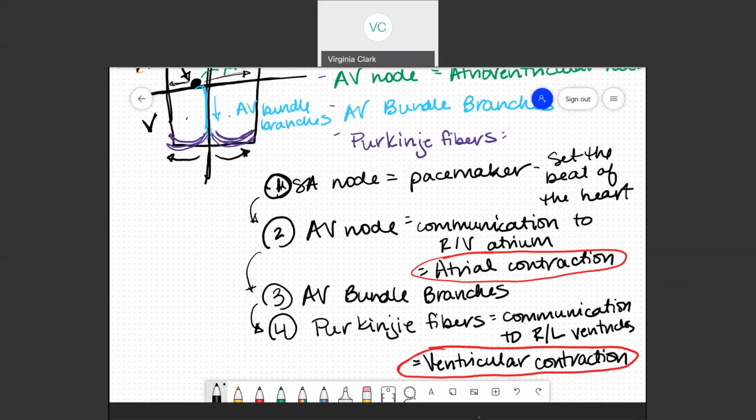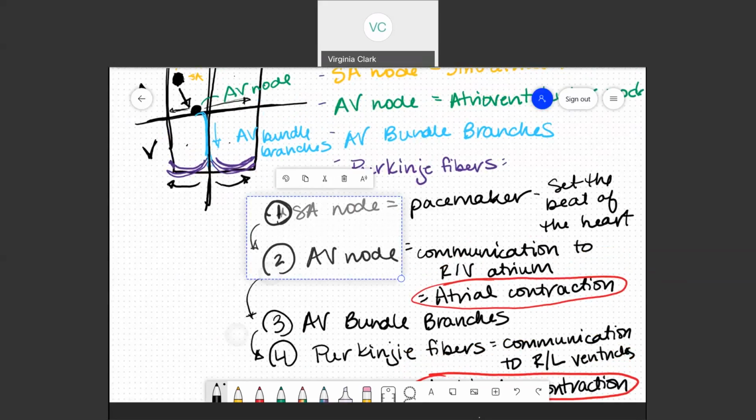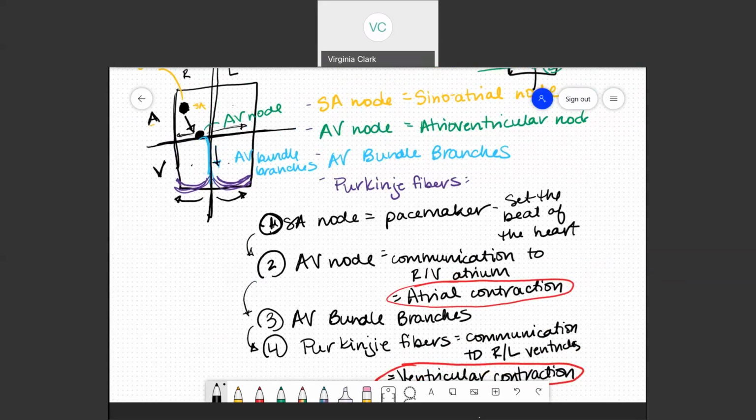The AV node sends its little branches out to the atriums to tell them to contract. And then it also sends communication down through your bundle branches, your AV bundle branches. That gets sent out to your Purkinje fibers, and then you are going to have contraction of your ventricles. So it is a two-step process, starting with first your atrium, and then your ventricles. So that's the pacemaker of the heart.